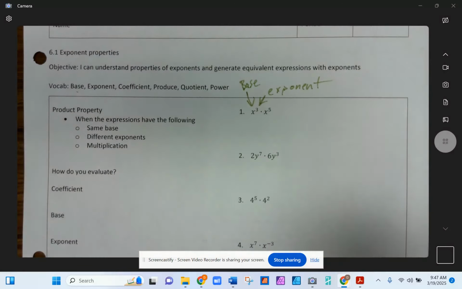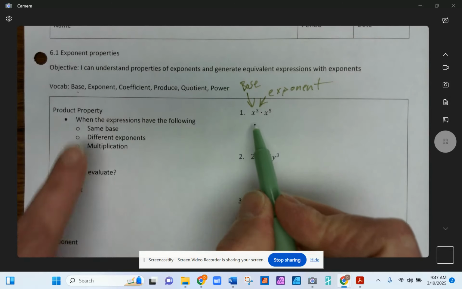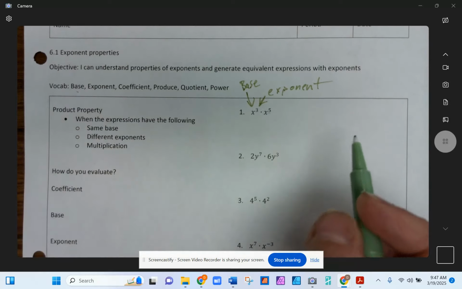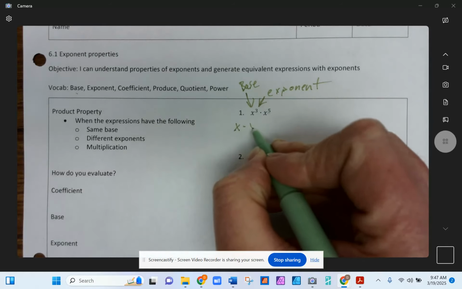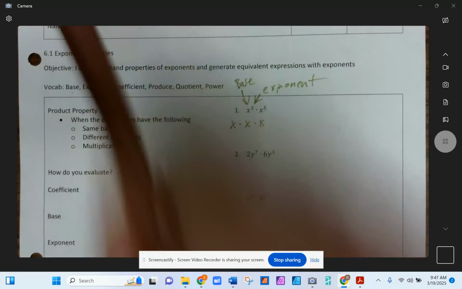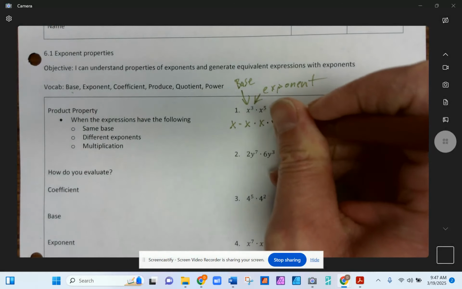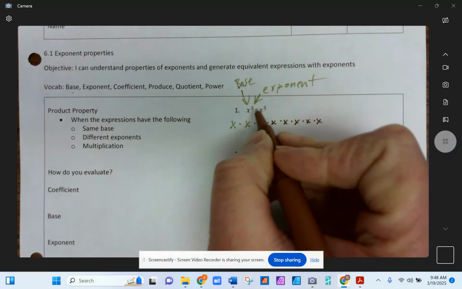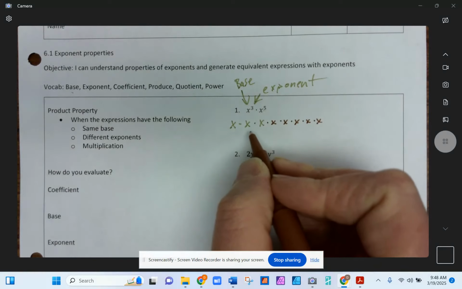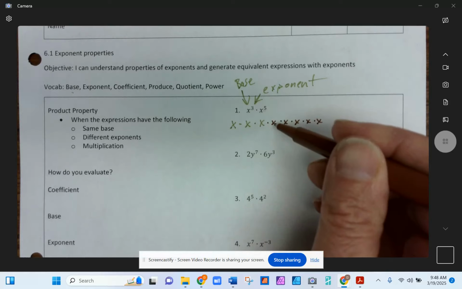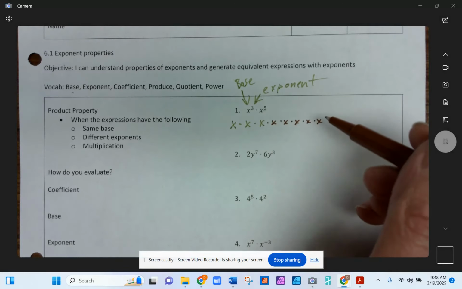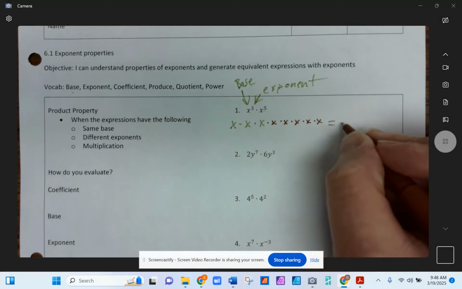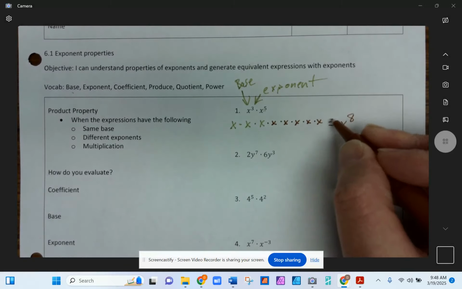Okay, so when you have a situation like this, where you have the same base, so x's, you have different exponents, and you're multiplying them, this is what you do, right? I think it makes sense, at the beginning at least, to expand this, put this in expanded form. Because what this x cubed means is that you have three x's that are multiplied together. And this x to the 5th similarly just means that you have 5 x's multiplied together, right? So now we just count them up, and we see that we've got 1, 2, 3, 4, 5, 6, 7, 8 here. So that's how we simplify it right there, right?